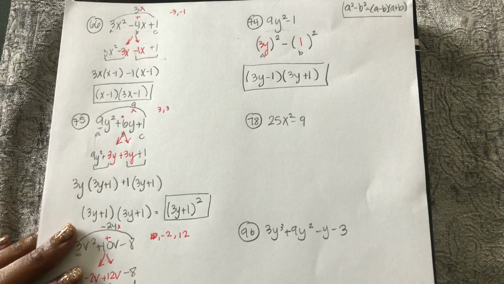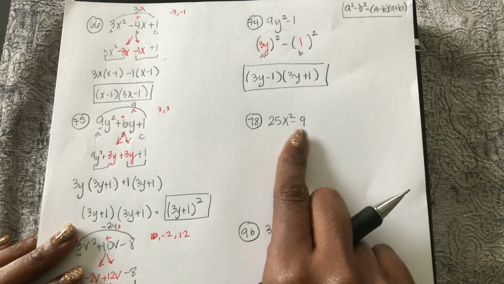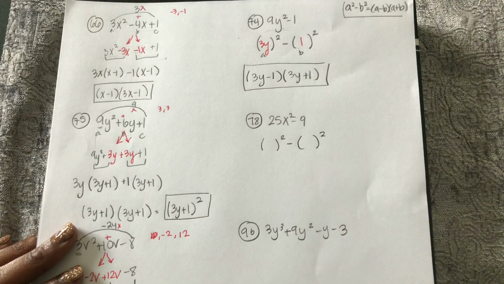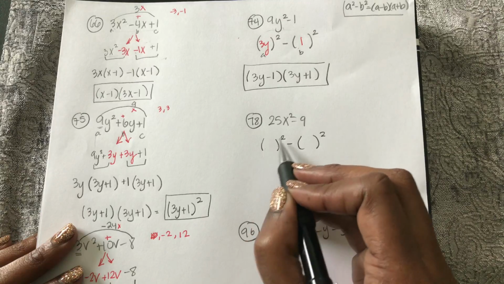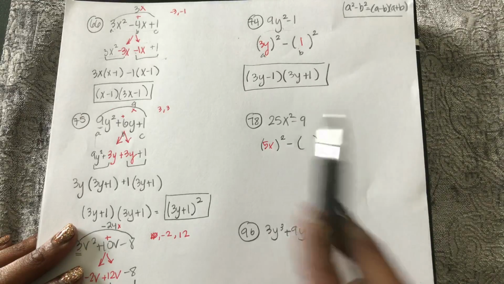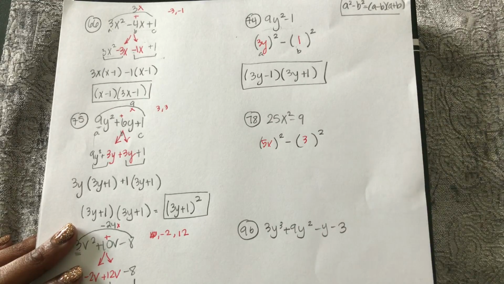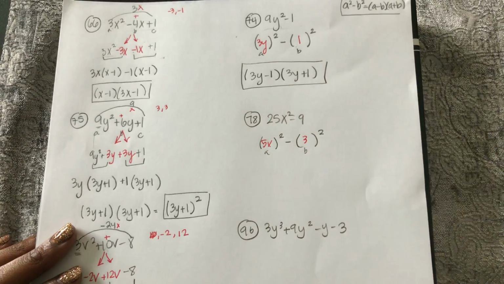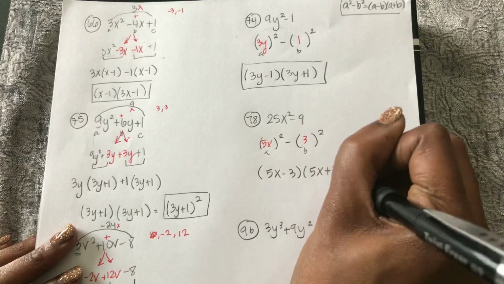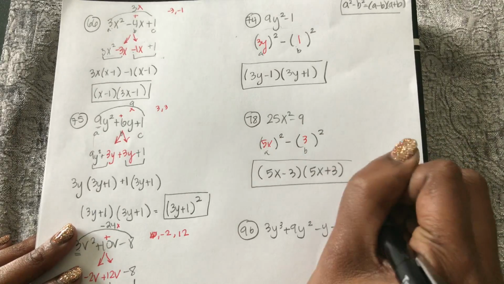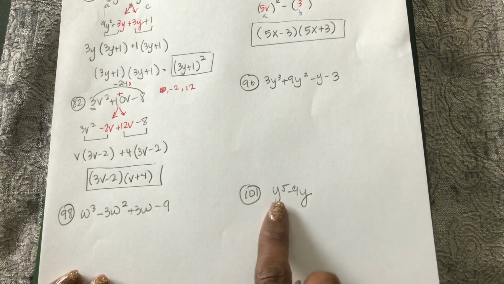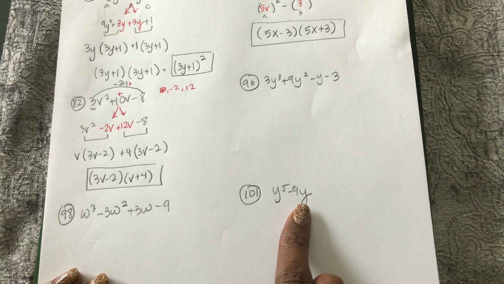So 78 is similar. Two terms, no GCF, but can I write this as a square minus a square? So what squares to make 25x squared? That would be 5x. What squares to make 9? That will be 3. So this is the A and the B for your difference of squares pattern. So that's going to be 5x minus 3, 5x plus 3. Difference of squares.